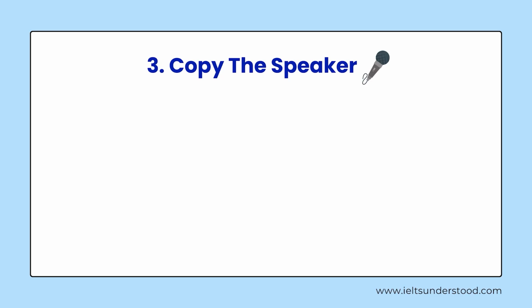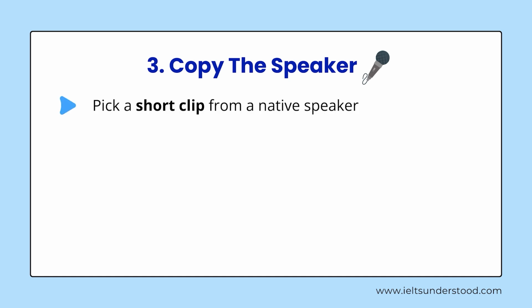Now, let's look at one last method. This last method is called copy the speaker. Now, one of the best ways to train your ears and improve your pronunciation, it's very simple. Just copy native speakers. So the first step is to pick a short clip. Choose a video, podcast, or audio clip where a native speaker is talking naturally.